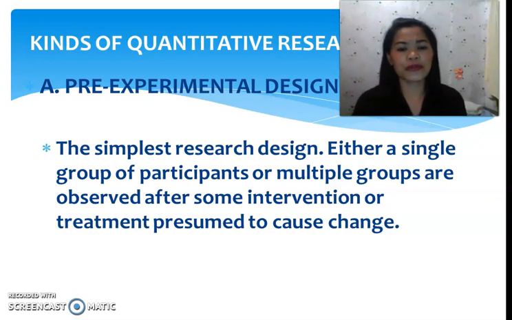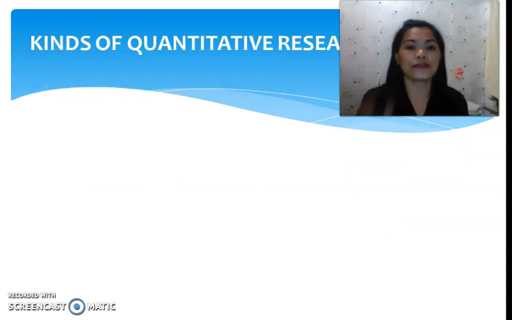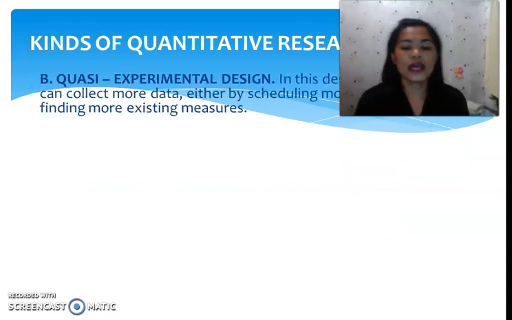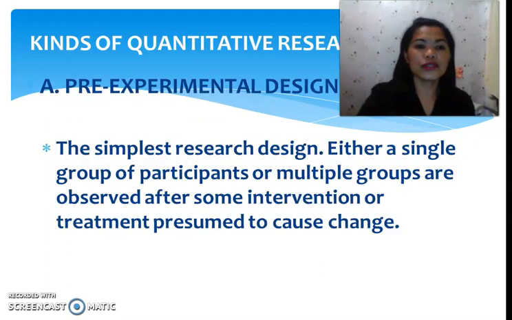Either a single group of participants or multiple groups are observed after some intervention or treatment presumed to cause change. So when you say pre, meaning before experimental. This is the simplest because you are going to observe the groups or participants after you have done the intervention, to find out if there was a change from the intervention that was done. Okay, that's the first one, pre-experimental.